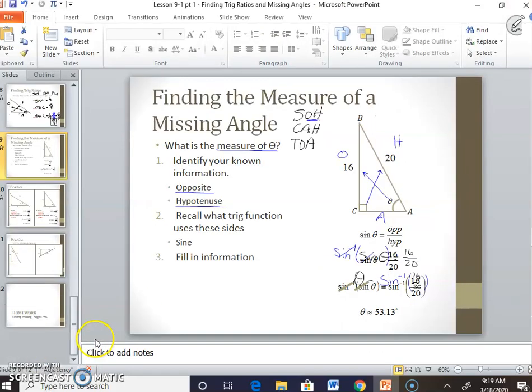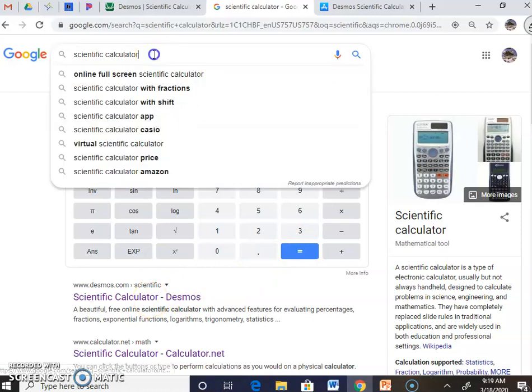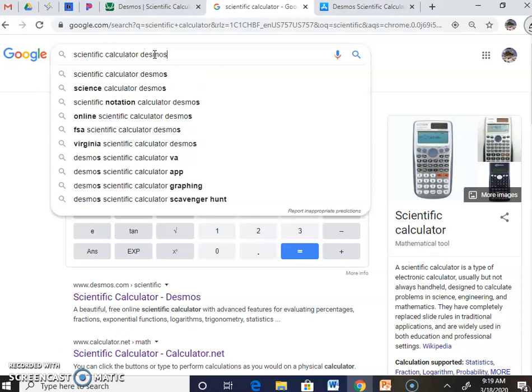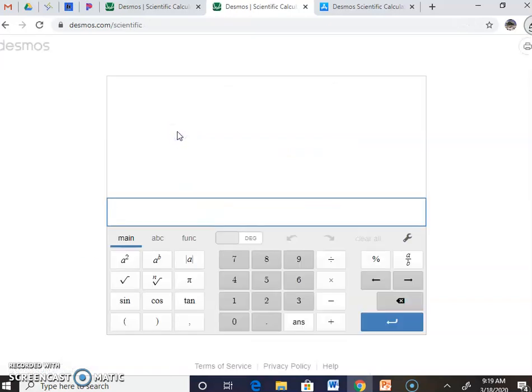If you Google scientific calculator, Desmos should pop up. If that doesn't pop up, you might have to add in Desmos up here, but it should pop up, scientific calculator Desmos. Click on our scientific calculator Desmos and this will pop up.